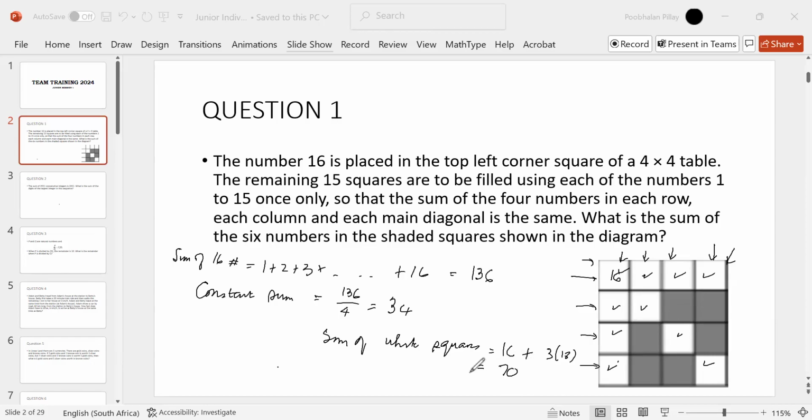So therefore, the sum of the black squares, or the shaded squares: the white squares and the shaded squares together add up to 136, we said. So all you have to do is remove the sum of the white squares. That gives you the sum of the shaded squares. So the answer to this question is 66. All right. I'm sure that would not have been too difficult a problem. Let's just get on to the next one.